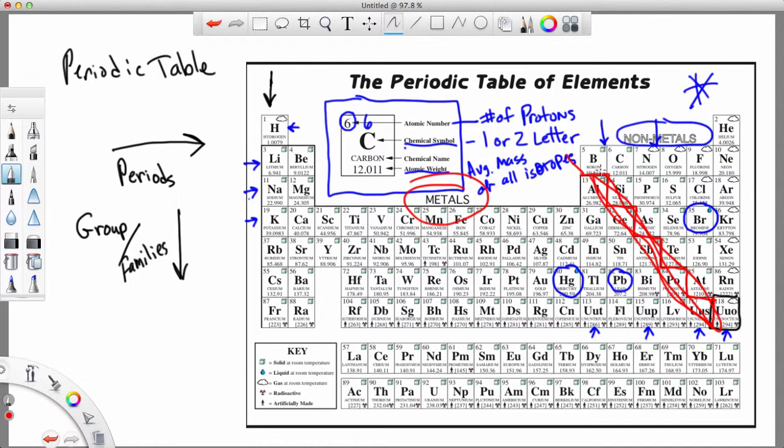There's a lot more that goes into that, but we're going to use that information to help us determine how many protons, neutrons, and electrons are in each element, as well as determine the different amount of neutrons in the isotopes and different number of electrons in the next video.